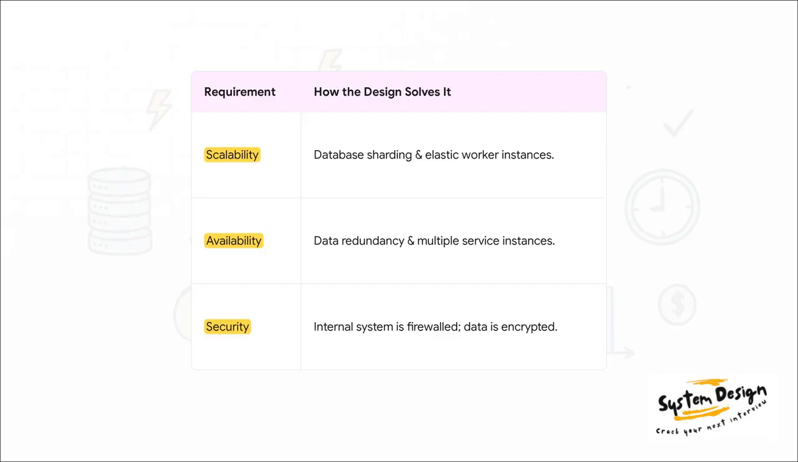So how did we solve for scalability? With database sharding and our army of elastic workers. What about availability? Well, with data redundancy and multiple service instances, there's no single point of failure that can take the system down. And security? The whole system is internal, protected by firewalls, and we can encrypt the data. I'd say the design holds up really well.